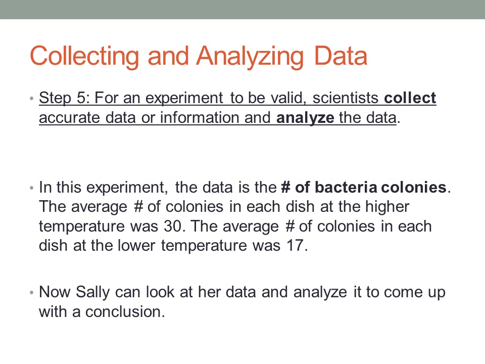The average number of colonies in each dish at the higher temperature was 30, and the average number of colonies in each dish at the lower temperature was 17. So now Sally can look at that data that she has and analyze it so she can come up with a conclusion. So first she collects the data, then she'll analyze it.